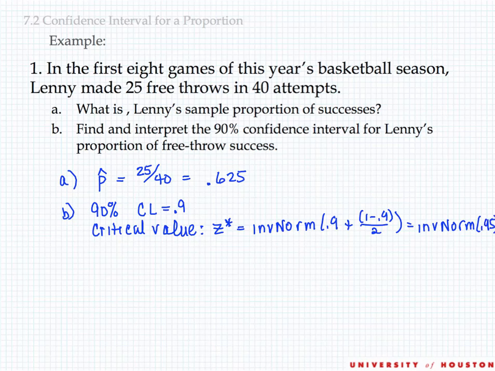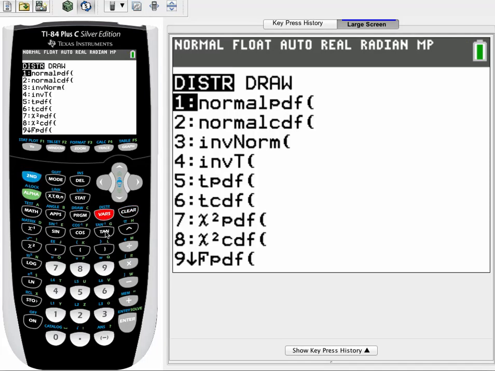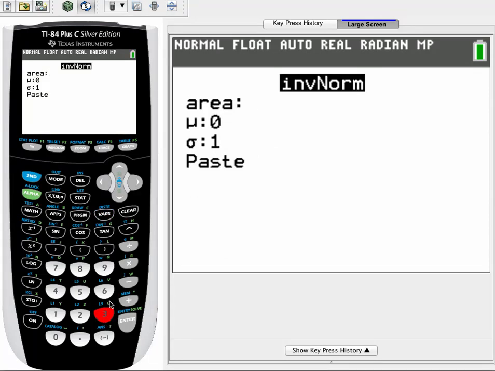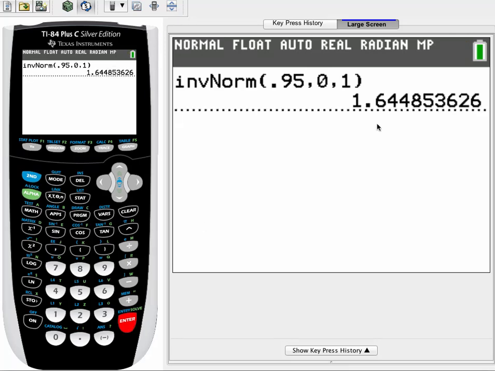Now to get to the inverse norm on the TI calculator, we're going to do second distribution 3. Now our area, that's what's in our parentheses, 0.95, and we keep our mu at 0 and standard deviation sigma at 1. And that gives us what'll round to 1.645.